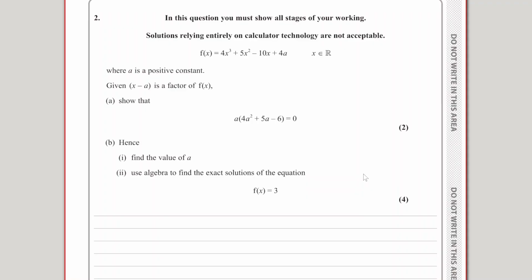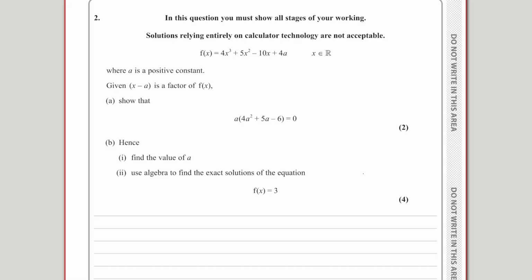Question 2. f of x is 4x cubed plus 5x squared minus 10x plus 4a. a is a positive constant. Given that x minus a is a factor of f of x, show that this. So get to this answer.